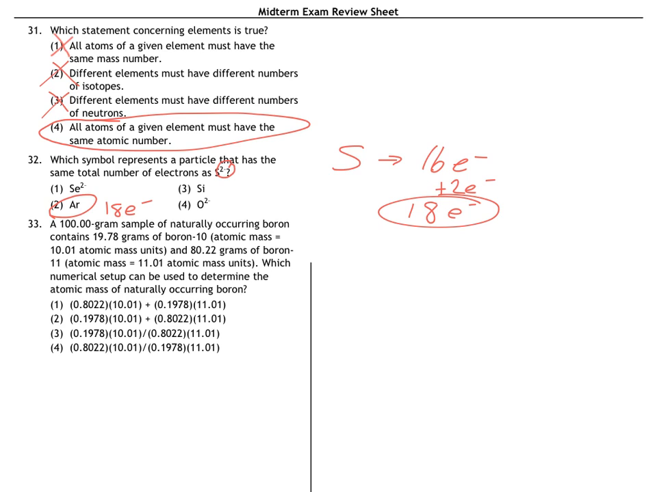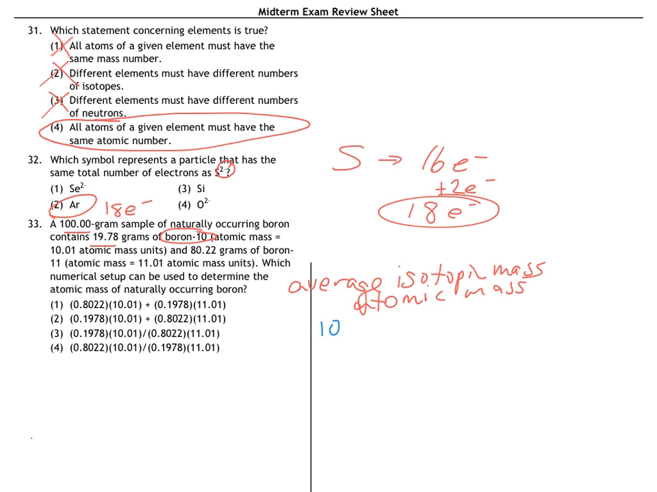Okay, and for number 33, this question is about average isotopic mass, which could also be known as atomic mass. The way we solve for that is we need the percent abundance of each of the isotopes, and we multiply that by the mass of the isotope, and then we just add all those pieces together. So for boron 10, it looks like it's 19.78 out of 100 grams. In other words, that's 19.78%.